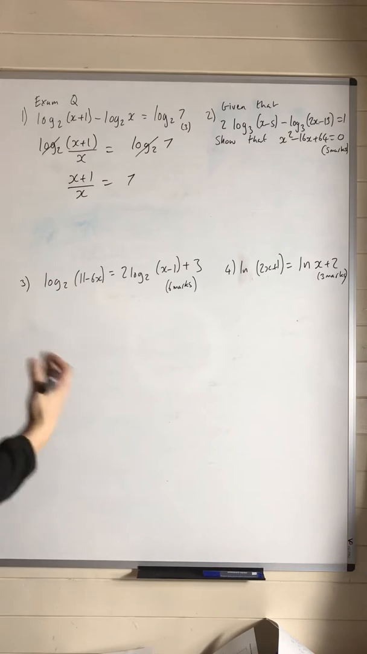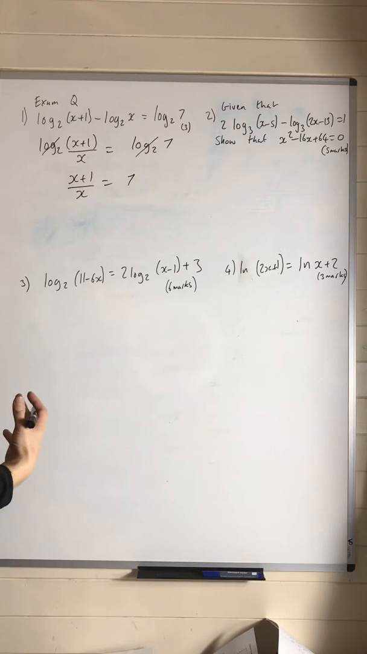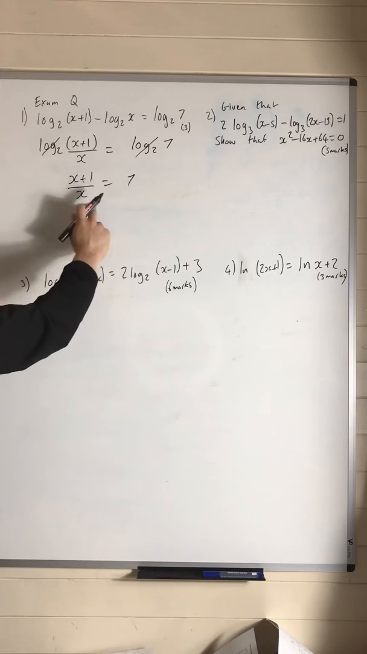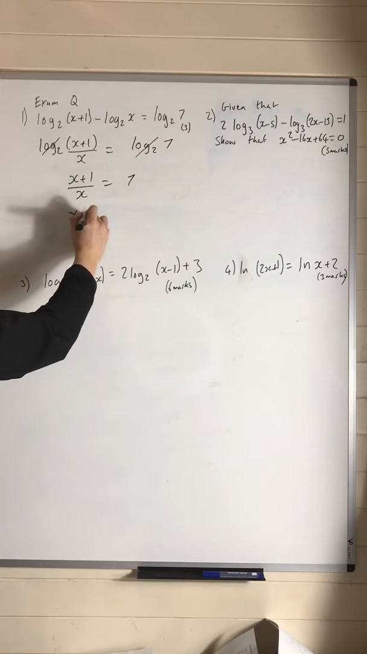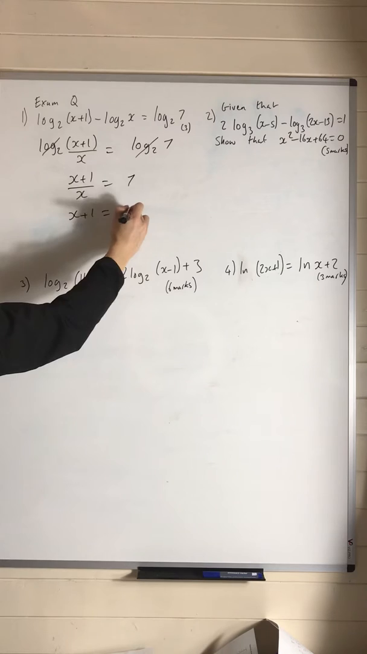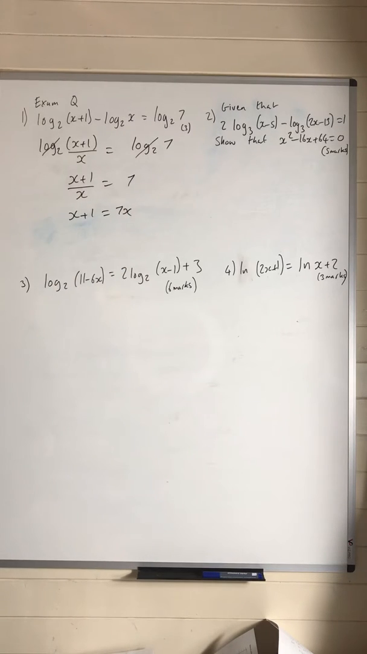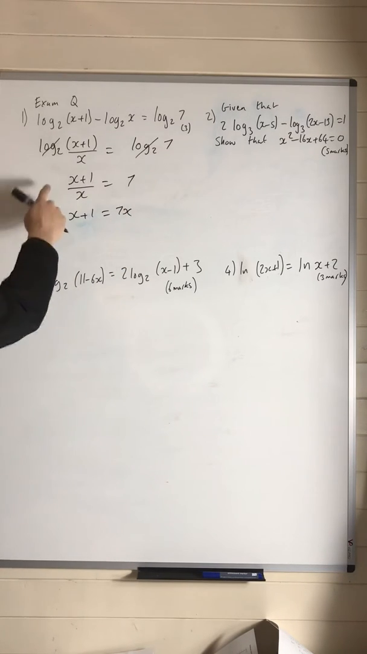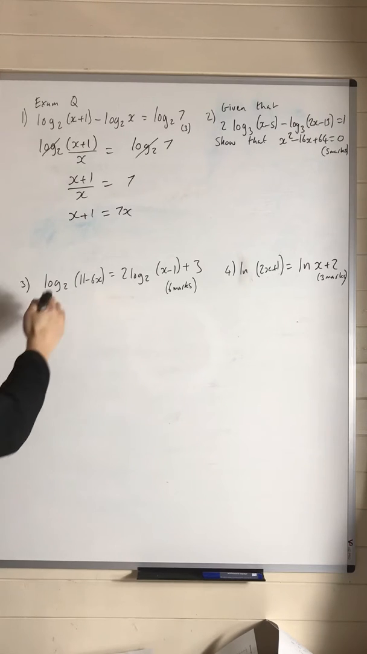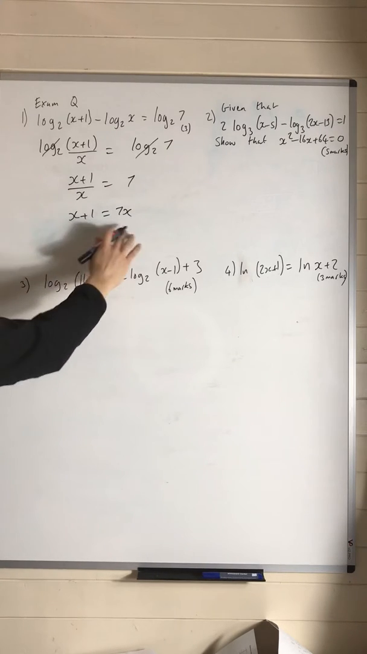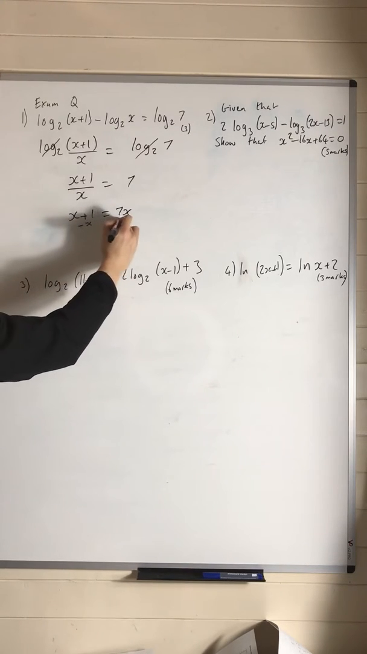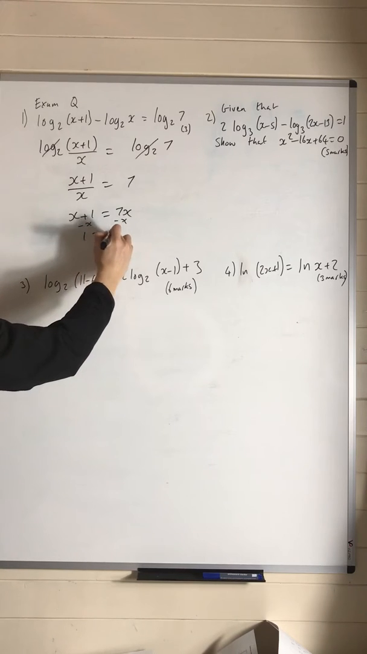So these are just all different skills that you need to know how to use to solve these types of questions. So we multiply out by x to obtain x plus 1 equals 7x. Now you're going to get 1 or 2 method marks here at least. Subtract x on both sides. So you get 1 equals 6x.